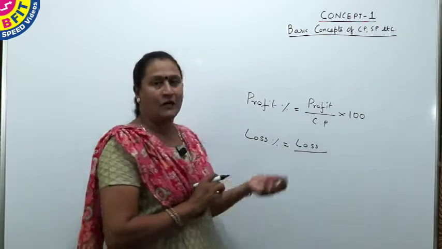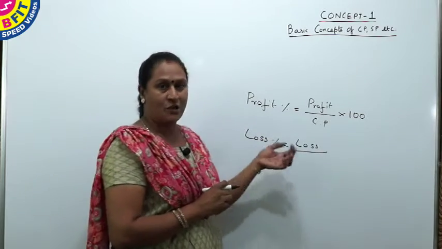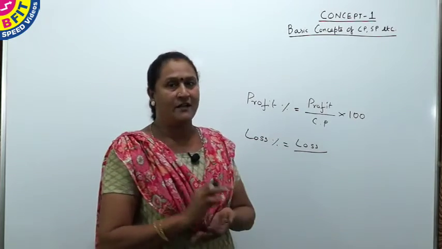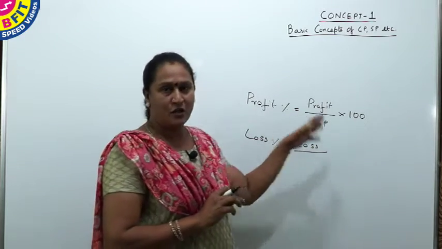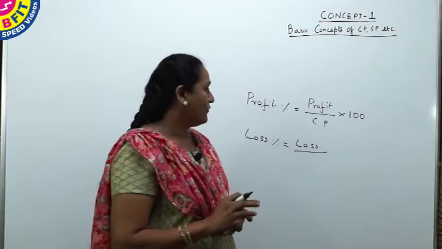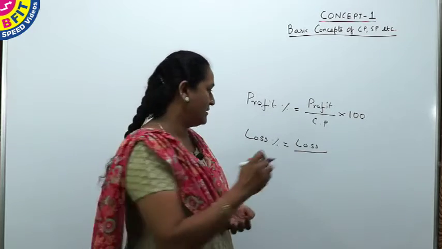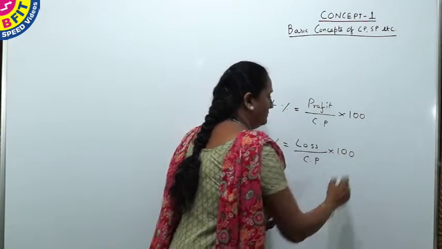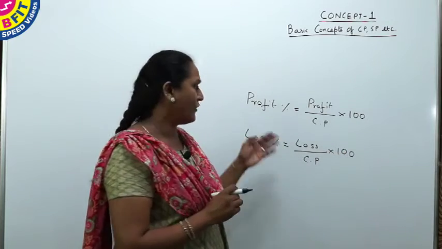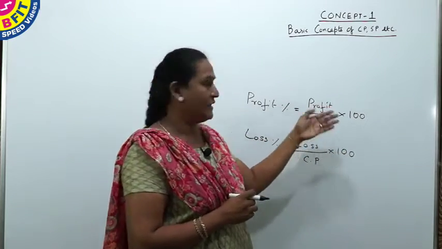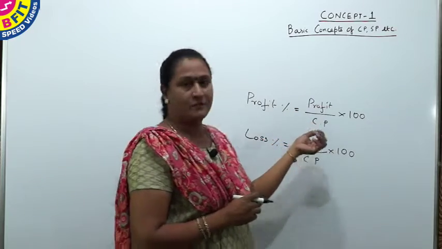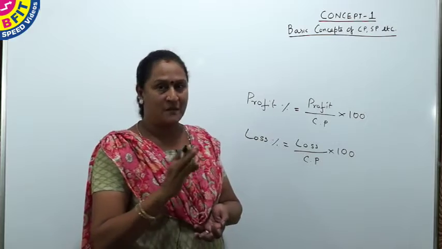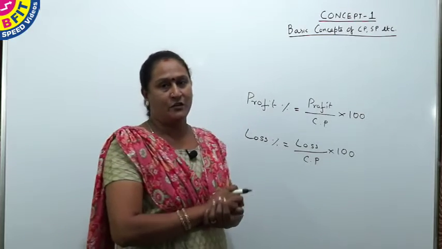So how will you calculate loss percent? Loss percent is loss by cost price, and it is always cost price. For loss, don't think that it is selling price. It is always based on the cost price, that is what we spend. So we find the profit or loss percent: the loss by cost price into 100. So profit percent is profit value, that is SP minus CP, by the cost price into 100, and loss percent is loss value, that is cost price minus selling price, by the cost price into 100.